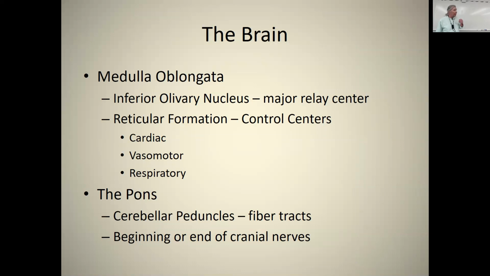Okay, I think we'll finish the brainstem and then we'll end this video. Medulla oblongata, inferior olivary nucleus, a major relay center, reticular formation control centers. As I mentioned, the cardiac center controls heart rate. The vasomotor center controls the smooth muscle around blood vessels, and a respiratory center keeps you breathing when you can be completely unconscious and asleep and you're still breathing regularly. The pons is mostly fiber tracts. Cerebellar peduncles, fiber tracts, beginning or end of cranial nerves, and there's also a respiratory center in the pons, the pontine respiratory center. It's not a real important one, but it still is a respiratory center in the pons.